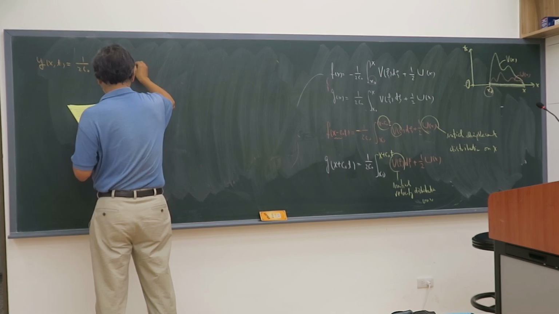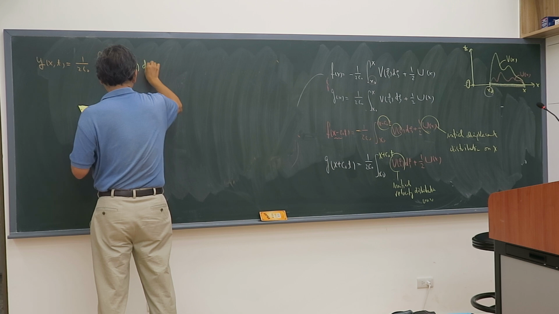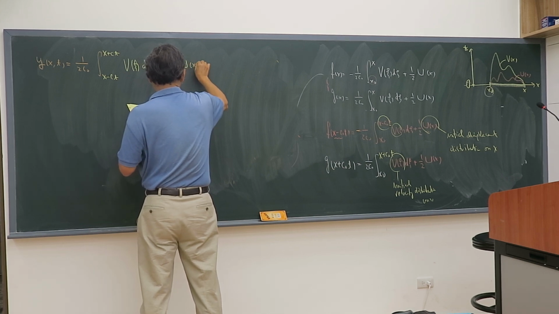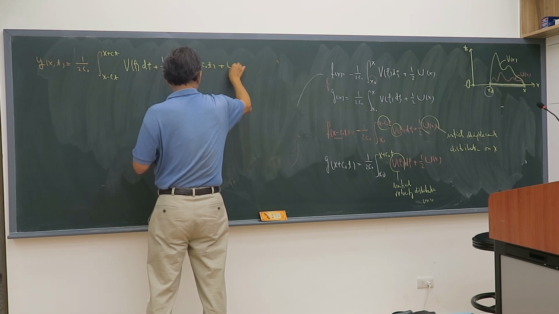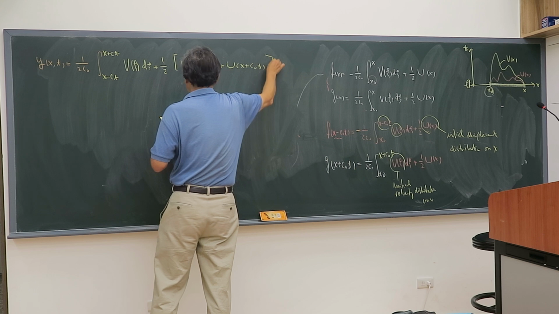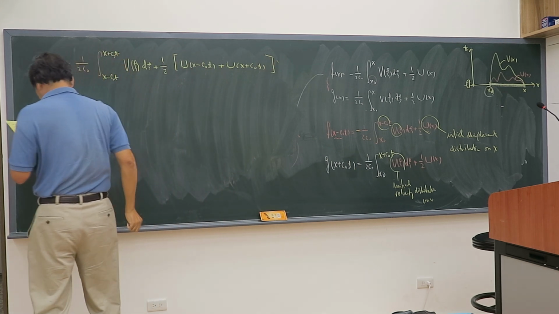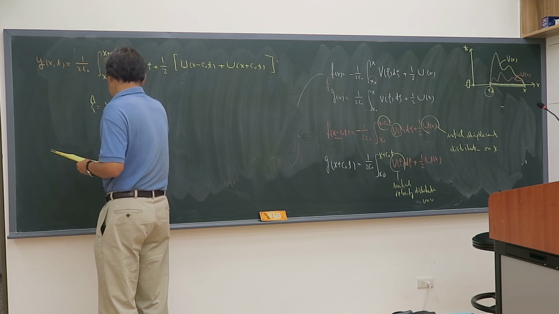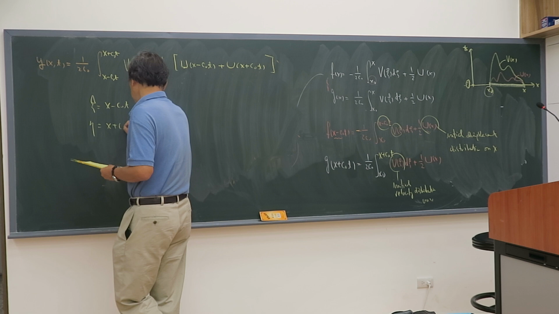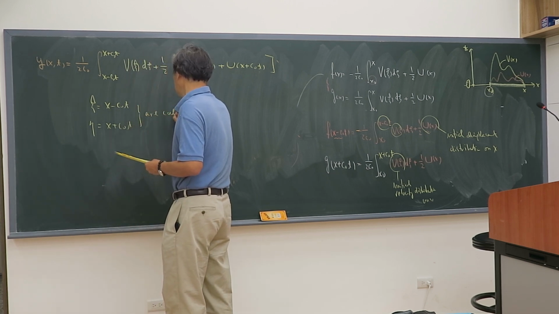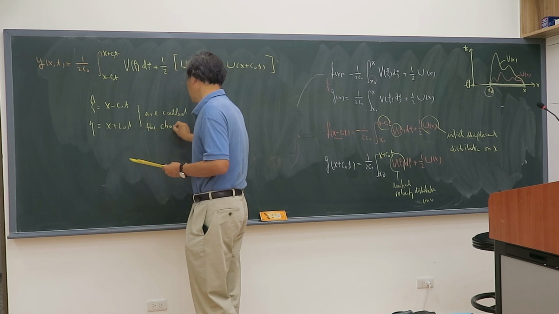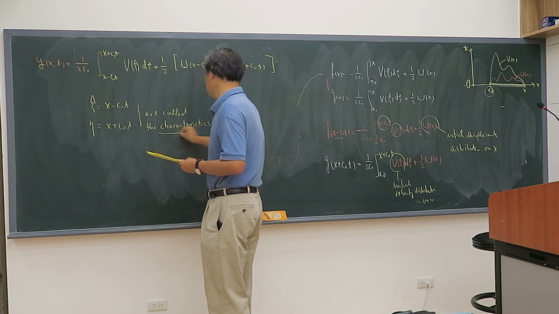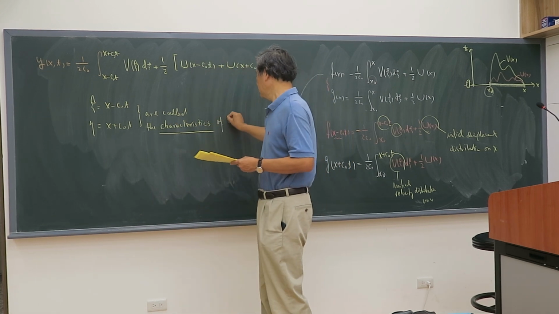Then the function is f, u(xi) plus u(eta), xi equal to x minus c0t plus, eta equal to x plus c0t, are called the characteristics of equation 1.